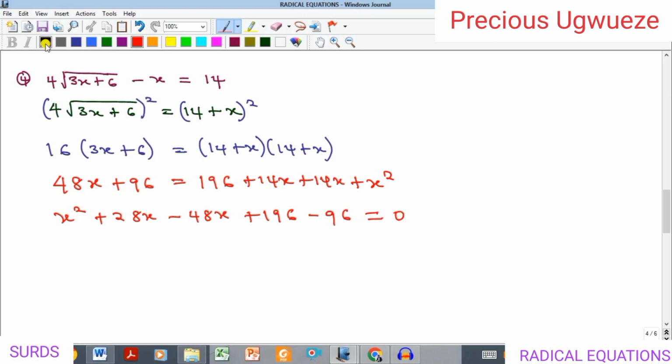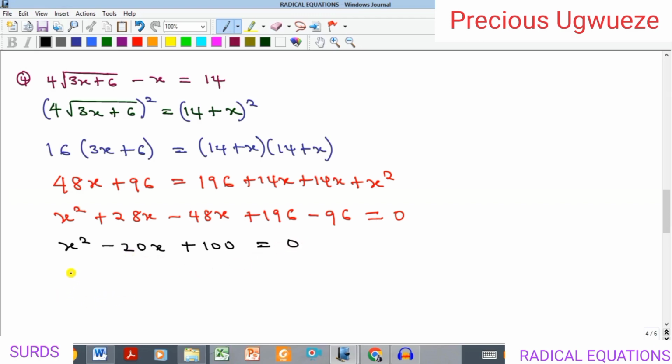And so at this point, what do we do? So we simplify. x squared, this minus this will give us minus 20x, and this minus this will give us plus 100. And so immediately you see that we have a quadratic equation which we need to solve by factorization. And so the coefficient of this is 1. If you multiply by this, that's still 100. So we are looking for two factors of 100 that sum to get minus 20. And those are minus 10 and minus 10.